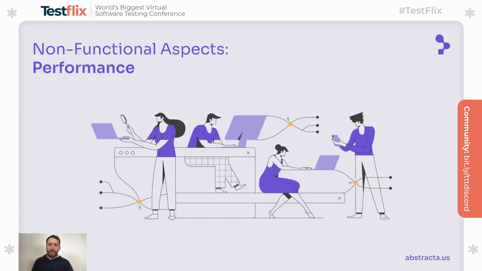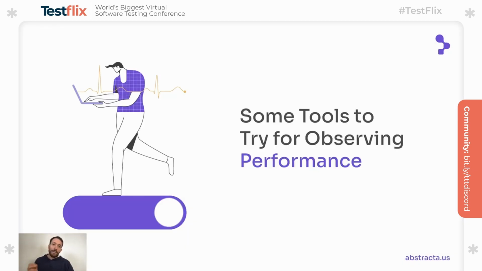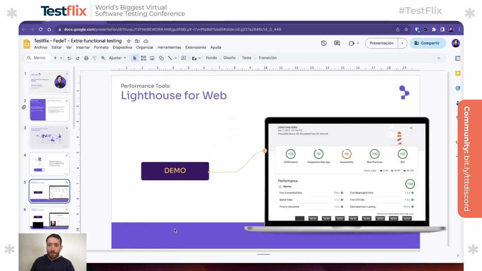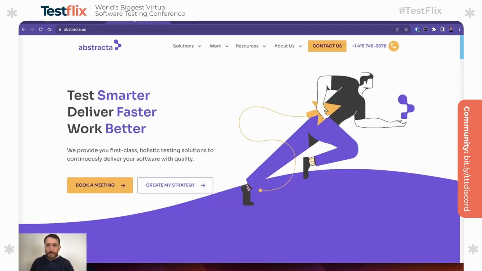Okay, having that in mind, I would like to start talking about performance, and in particular I want to share with you a tool that is very easy to use. You don't need to install anything, and it can help you to identify issues and improvements that you can do in the client side of the performance. This is Lighthouse. It's a tool that is incorporated in the Google Chrome.